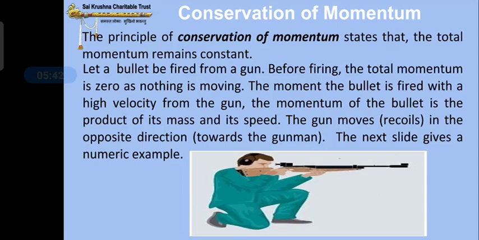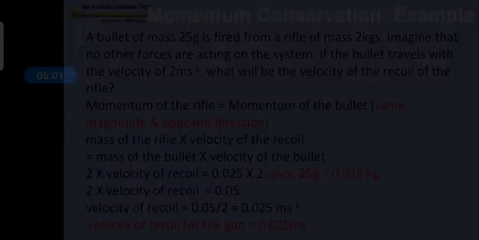Why? Because it depends upon the mass. The mass of the gun is more, hence it recoils in a very small way. The mass of the bullet is very less, therefore it moves with high speed.